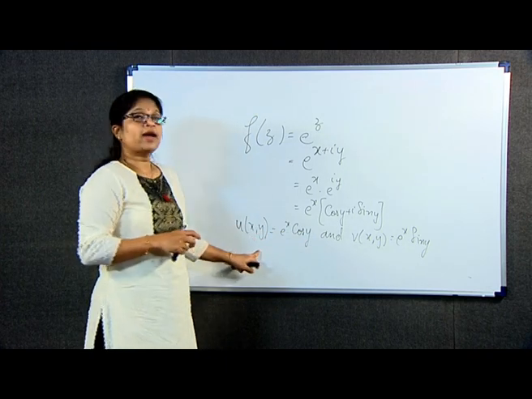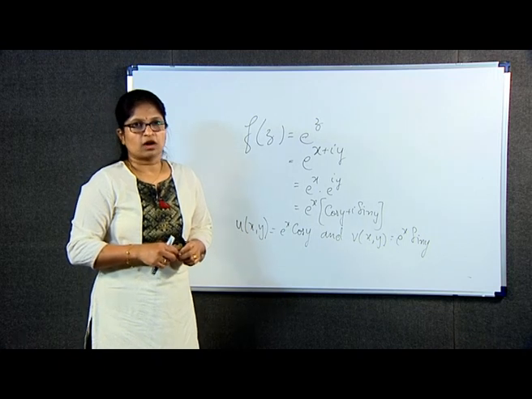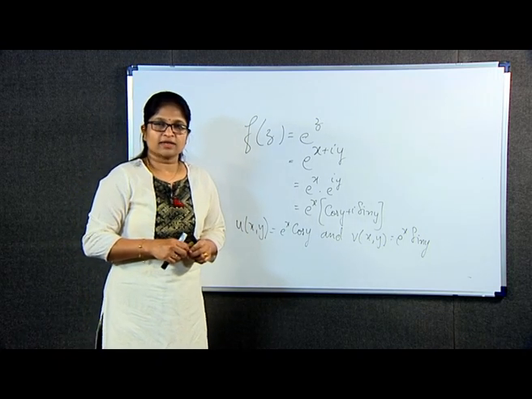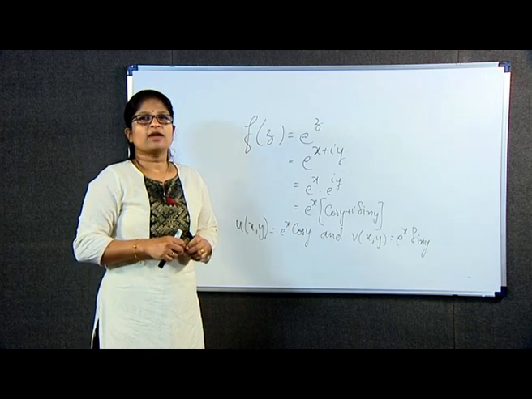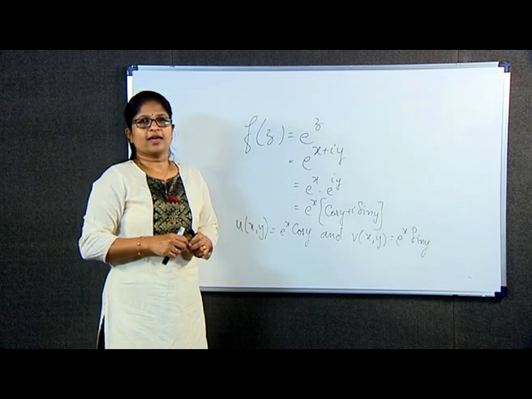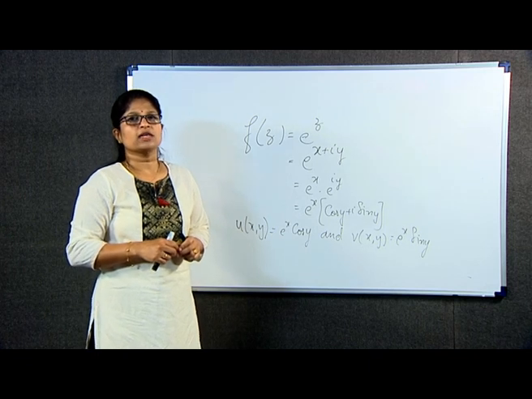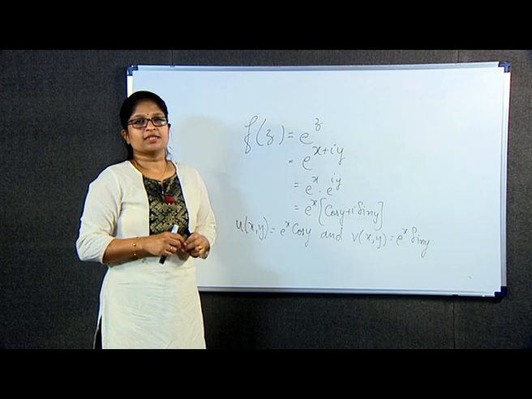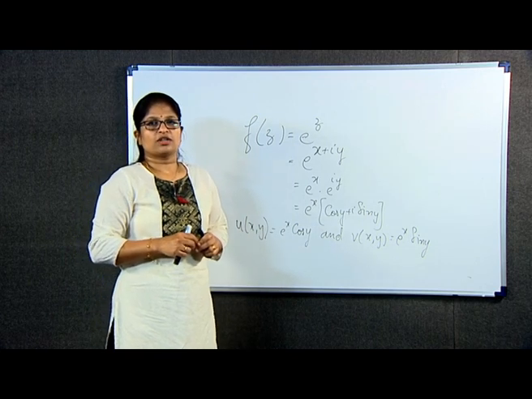So, we have ∂u/∂x as e^x cos y, ∂u/∂y as −e^x sin y, ∂v/∂x as e^x sin y and ∂v/∂y as e^x cos y. The first partials are continuous and it satisfies the Cauchy-Riemann equations.